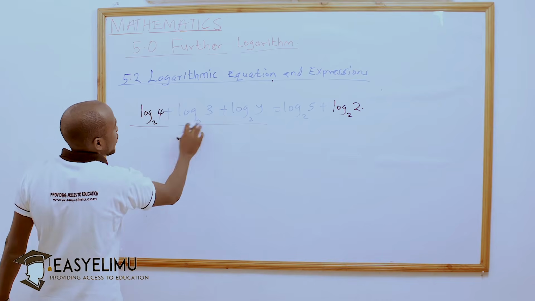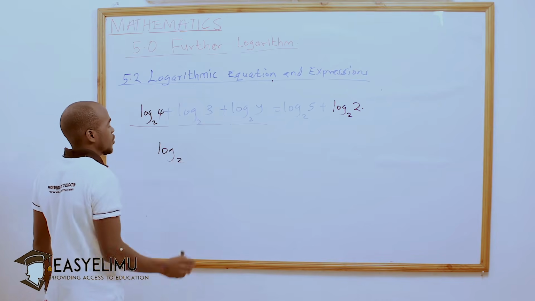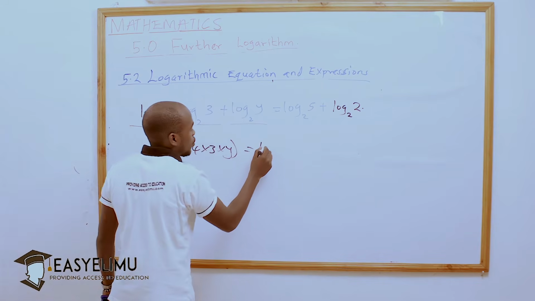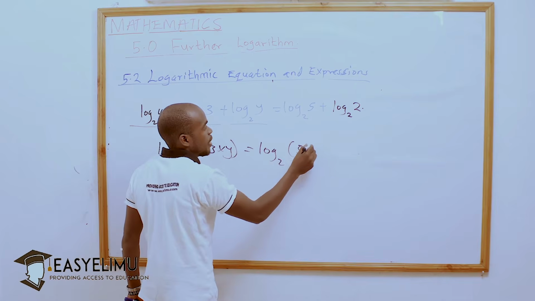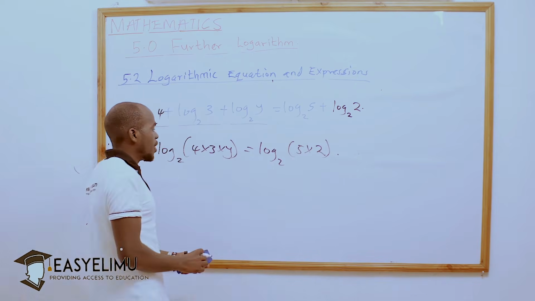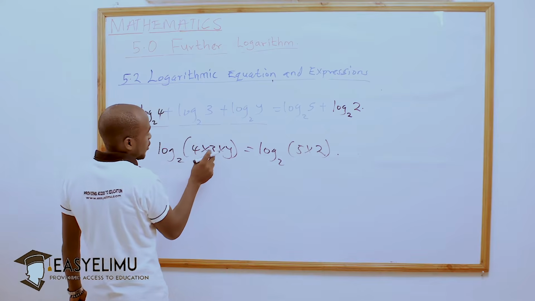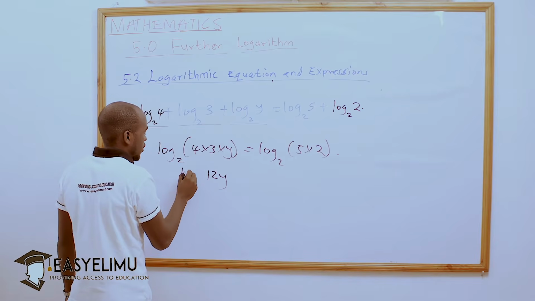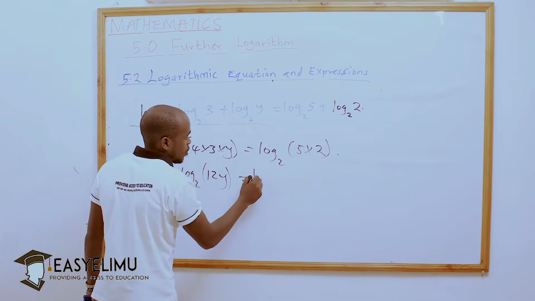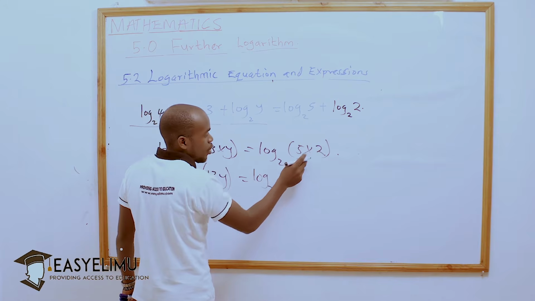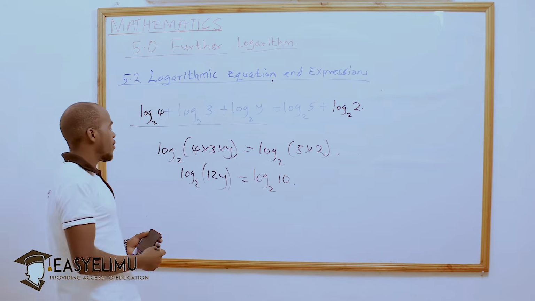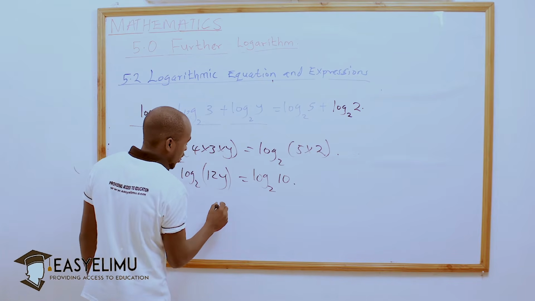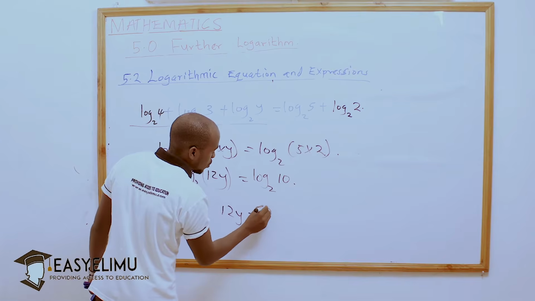Instead of writing this, we can just write log to the base of 2 of 4 multiplied by 3 by y is equal to log to the base of 2 of 5 multiplied by 2. If you take 4 by 3 by 2, you are going to get 12y. So it is log to the base of 2 of 12y is equal to log base of 2 of 10. Now because we have log base of 2 in both cases, we shall just drop the logs and we have 12y is equal to 10.